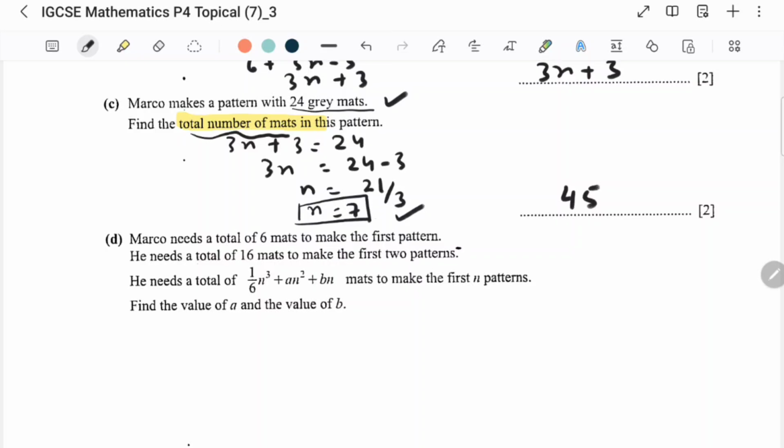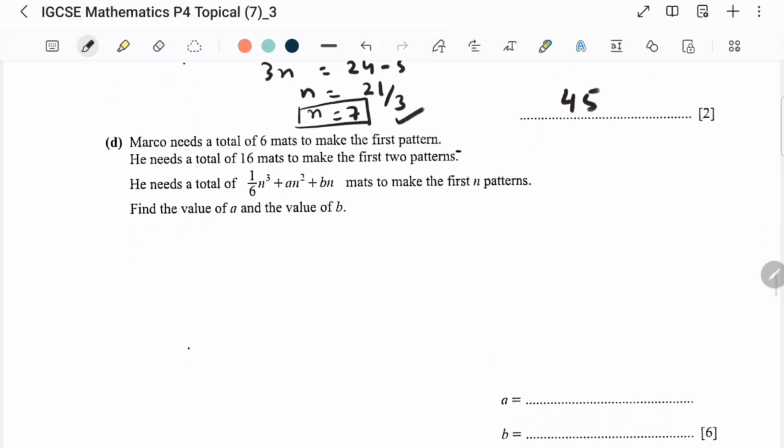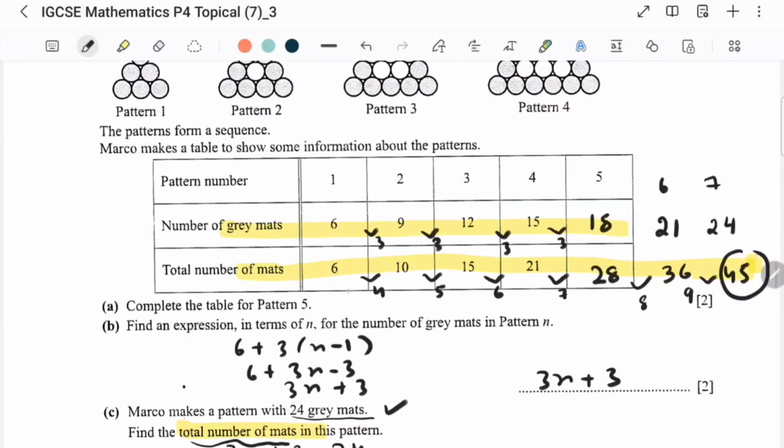If it were a very large number, like n is 100 or n is 50 or n is 25, then we would not add the numbers to get the total number of mats, which is 45 here. Then we find the nth term of the total number of mats and then we substitute there. Marco needs a total of 6 mats to make the first pattern. He needs a total of 16 mats to make the first two patterns. First two patterns, obviously whenever you check, it is 16, 10 plus 6 is 16.